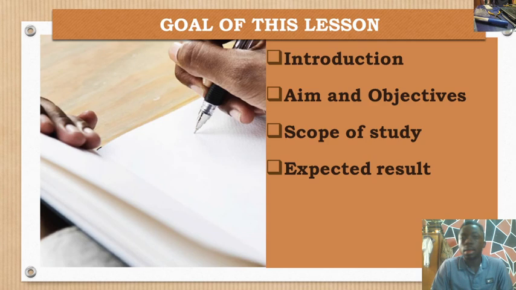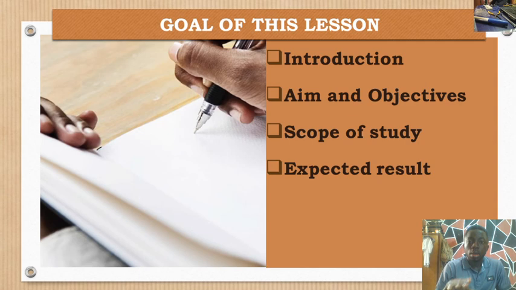The goal of this lesson: introduction, aim and objectives, scope of study, the expected results. The introduction is where I'm going to introduce you to what Arduino is all about. You got to know what you can use Arduino for. Everything about Arduino, I'm going to tell you. Or you can go home, go to Google and search Arduino if you want to know more about it. But I'm going to tell you some of the things you need to know about Arduino.